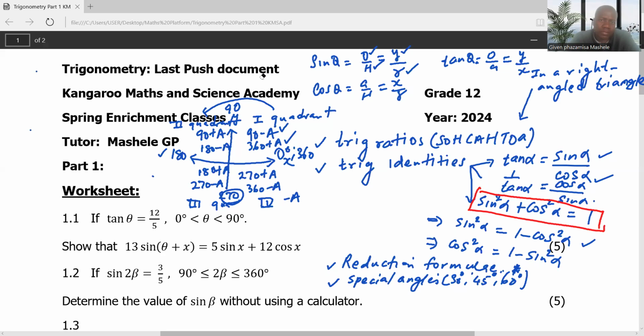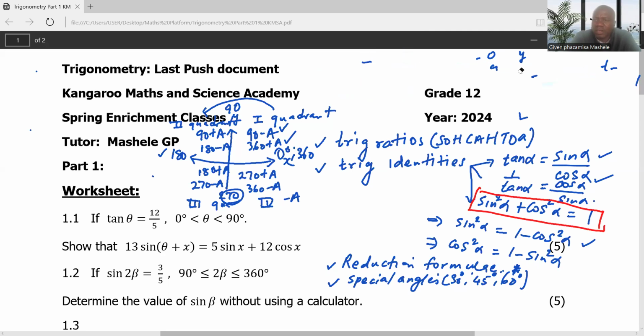Number one, I said, is the trig ratios. Number 2 is the trigonometric identities for grade 11. Sine squared of an angle plus cos squared of an angle is equal to 1. 1 over tan is cos over sine, and tan alpha is sine over cos.